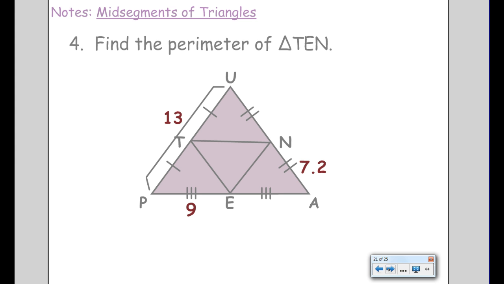So, you're going to find the base, and you're going to half it. And that's the midsegment. You're going to do that 3 times.